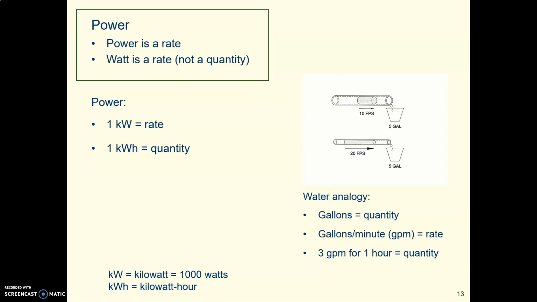If you want to measure how much power you used in a particular time, which you do on your power meter on the side of your apartment or your house, you could go, how many watts did you use per hour, or how many thousand watts did you use per hour? That's a kilowatt hour. That's a quantity. But watts is not a quantity. Watts is a rate.